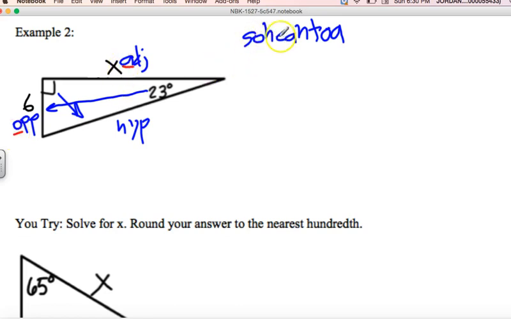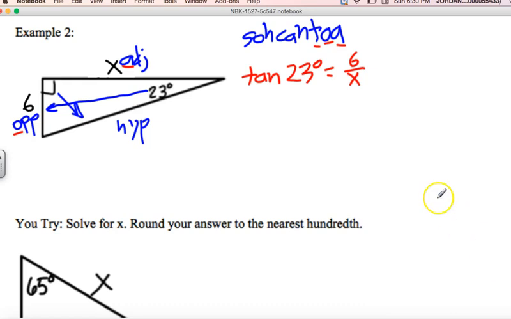This is O and H, so it's not that one. This is A and H. Here's O and A. Alright, so we're going to use the trig function that starts with T. That's tangent. Remember, you always do the sine, cosine, and tangent of the degree measure. So tangent of 23 degrees equals the opposite side, which is 6, over the adjacent side, x.